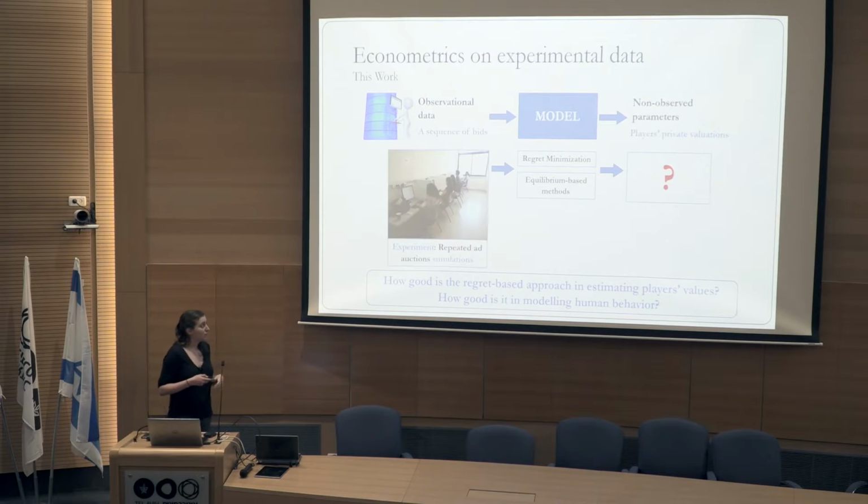And this is what we're going to do in this work. Here we use data from a previous experiment that we ran with people in the laboratory in order to evaluate the regret minimization method. And we're also going to compare the regret minimization with the equilibrium-based methods. In the experiment, people participated in simulations of auctions similar to the auctions that are also running on Bing. But this is a controlled experiment, so we control all the parameters, including the values of the players, so we can directly compare the estimates that we get with these true values and see how good the estimates are.